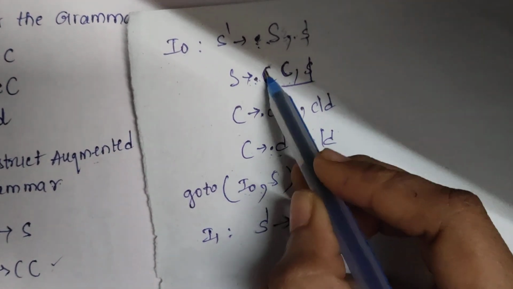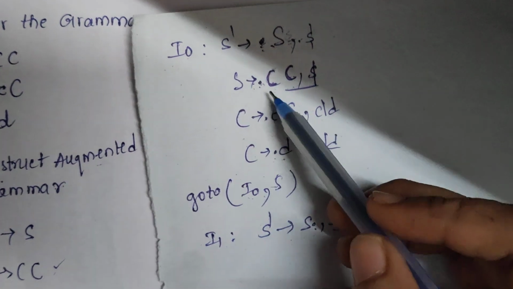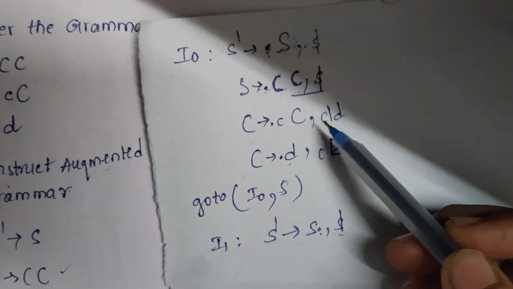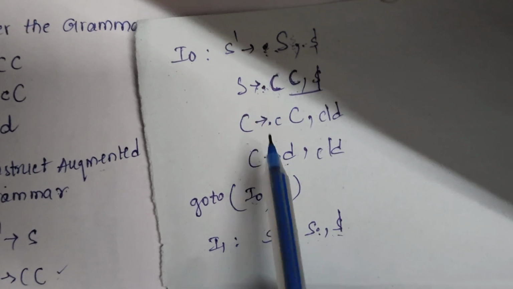Next, the dot is followed by capital C. You need to see where on the right side we have any other capital C's which are prefixed with a dot.